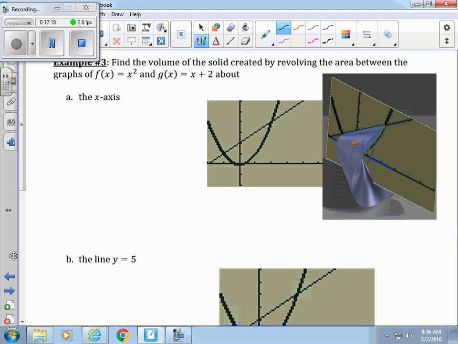Now we have 2 curves, not just one. Find the volume of the solid created by revolving the area between the graphs of x squared and x plus 2, first about the x-axis. I went ahead and put the graphs up here, but could you have drawn both of those graphs by hand? Sometimes they will be calculator problems, ones you can't draw by hand, others they will be problems you can draw by hand, just depends. So this is my region.